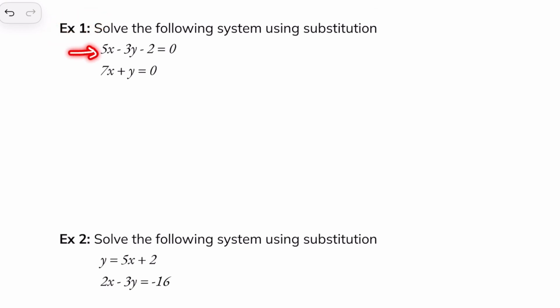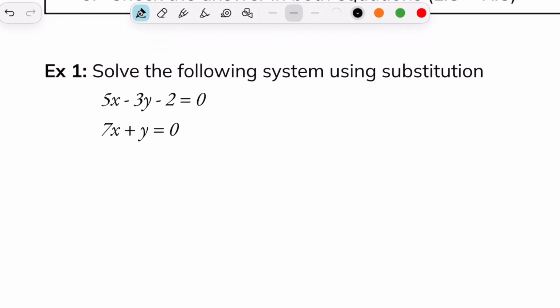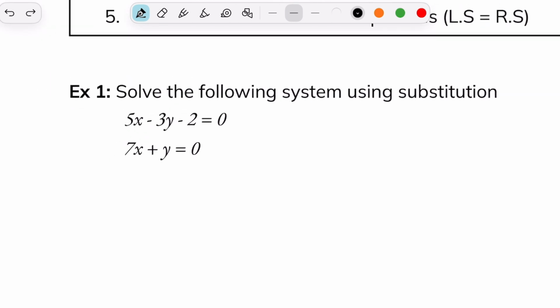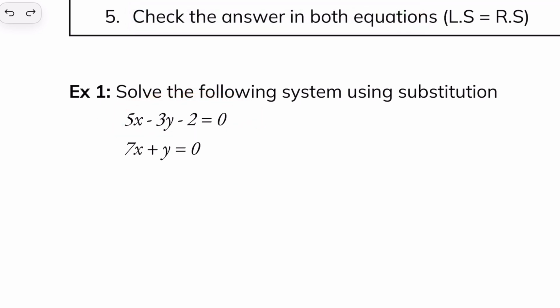Here I've given you two different linear equations. We have 5x minus 3y minus 2 equals 0 and 7x plus y equals 0. The first step is to rearrange the equation to isolate for a variable. If we take a look at equation number 1, we have x and y, but both of them have a coefficient, so they both are kind of complicated. I don't like this, right? Let's take a look at the second equation. We have x and y. We have a 7 in front of this x, but if you take a look at this y, it has nothing. Its coefficient is 1.